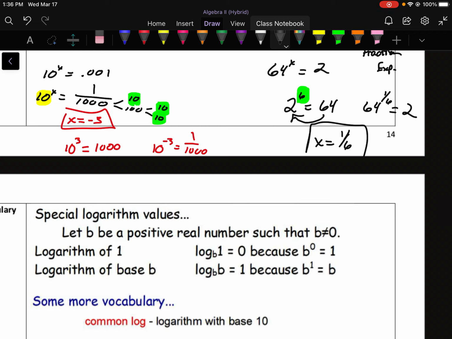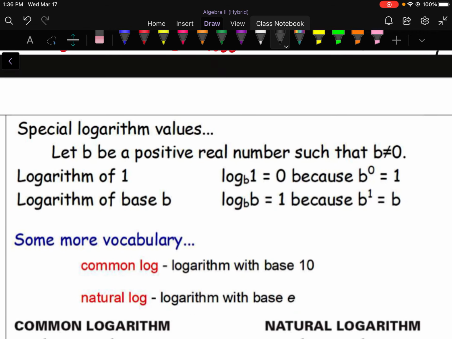Just a couple other things here before we evaluate on a calculator in some cases. Special log values. If b is a positive number, our base, such that it's not 0, of course, because it has to be a positive number, the log of 1 would be 0, because anything to the 0 power is 1.